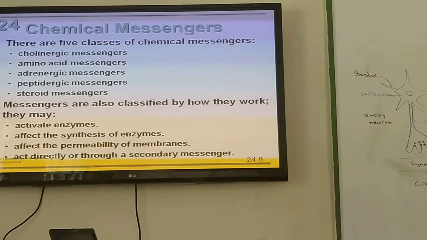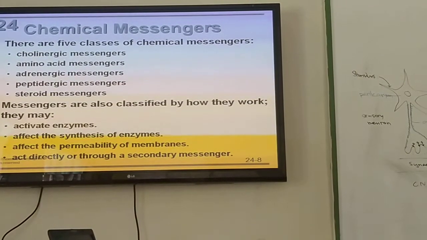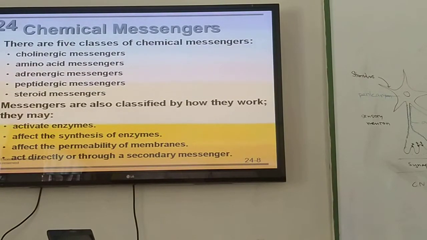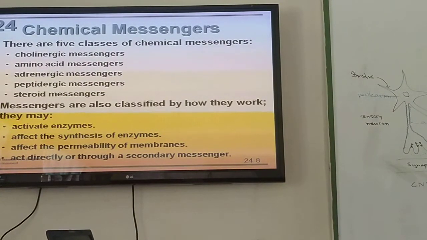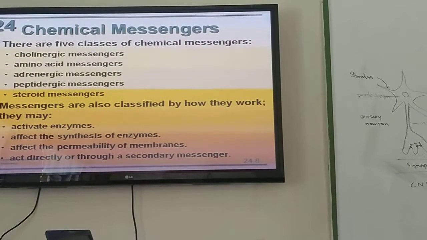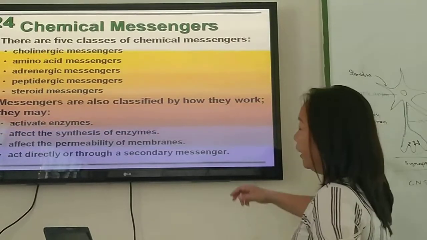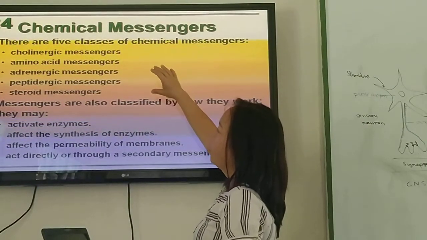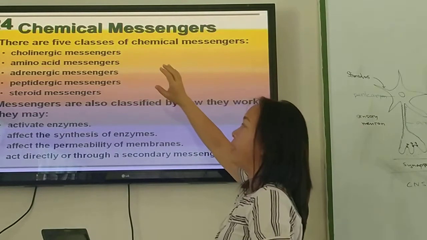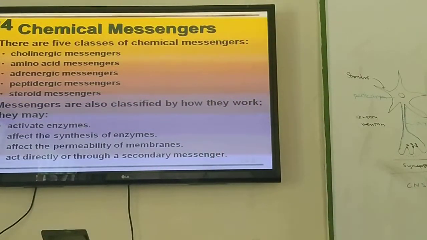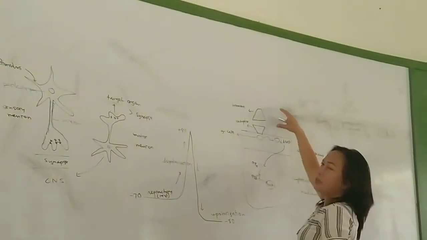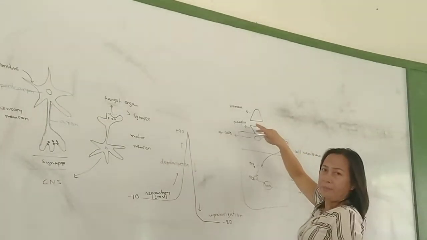Okay? And they are classified by how they work. So what are their roles? They may activate the enzyme, or affect the synthesis of enzymes, or affect the permeability, or act directly or through the secondary messenger. I'll explain to you later how they work. Now, as I have said, these 1 to 4 types of messengers cannot get inside the cell. They just stay outside and they have a specific receptor.